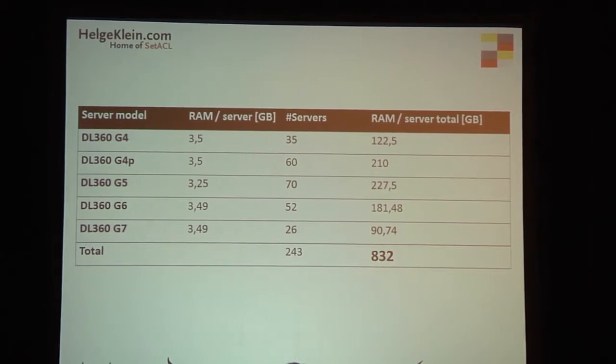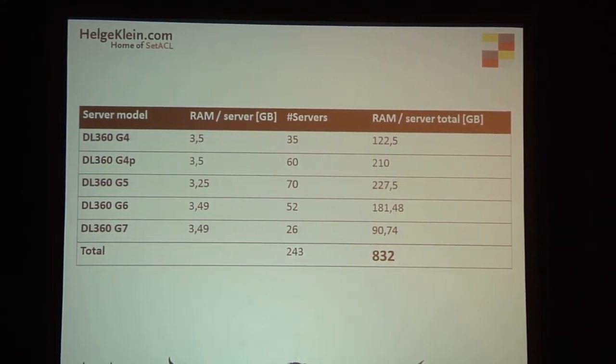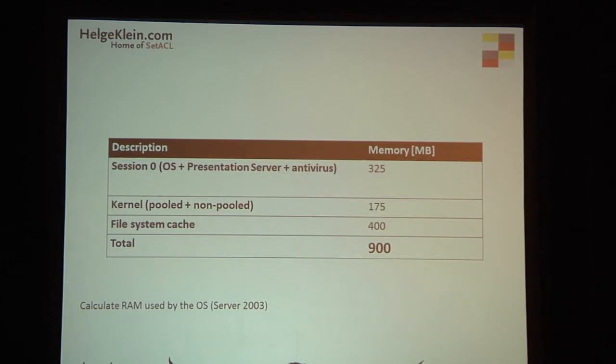Multiplied by the number of servers, we get these numbers, and the total amount of RAM that is actually available to the operating system is 832 gigabytes in the farm. Now, we cannot use those 832 gigabytes. Why not? Because we have the OS. We have roughly 240 instances of Windows Server 2003, and Windows Server needs, of course, memory for itself.